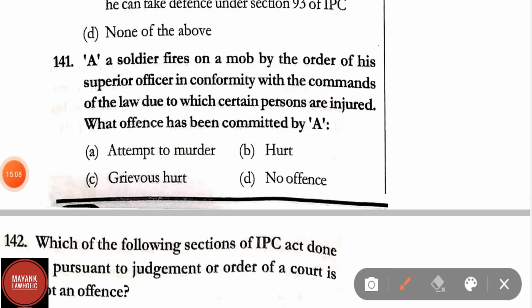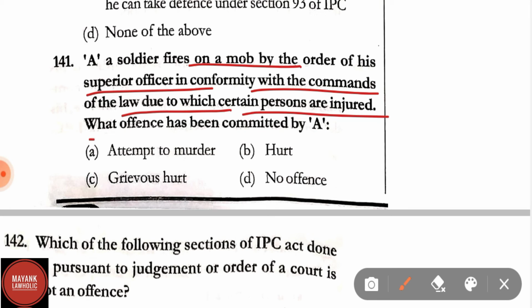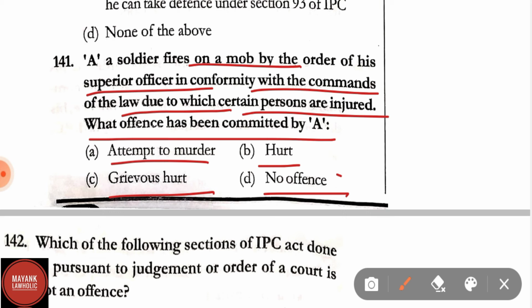Question number 141. A soldier fires on a mob by the order of his superior officer in conformity with the commands of the law, due to which certain persons are injured. What offence has been committed by A? Options are attempt to murder, hurt, grievous hurt, no offence. Correct answer is option D, that is no offence.